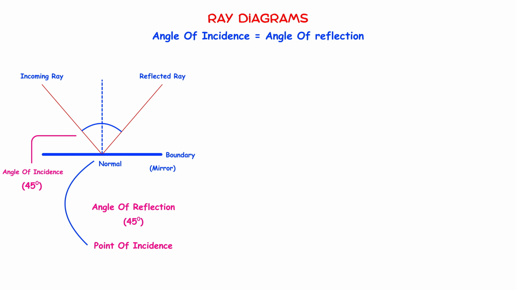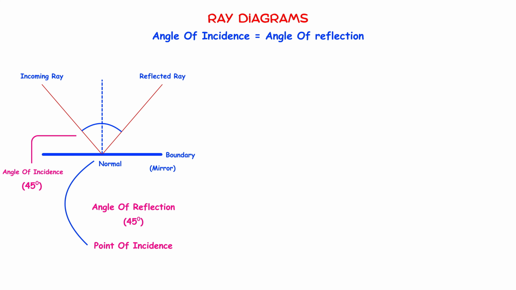To begin drawing a ray diagram, we first represent the boundary between the two materials. For instance, the top area might represent the air, and the area beneath the boundary might represent a mirror surface. So, in this case, the boundary line is essentially the surface of the mirror. We then draw an incoming ray of light which travels towards the mirror, and we add an arrow on this ray to indicate the direction it is moving.